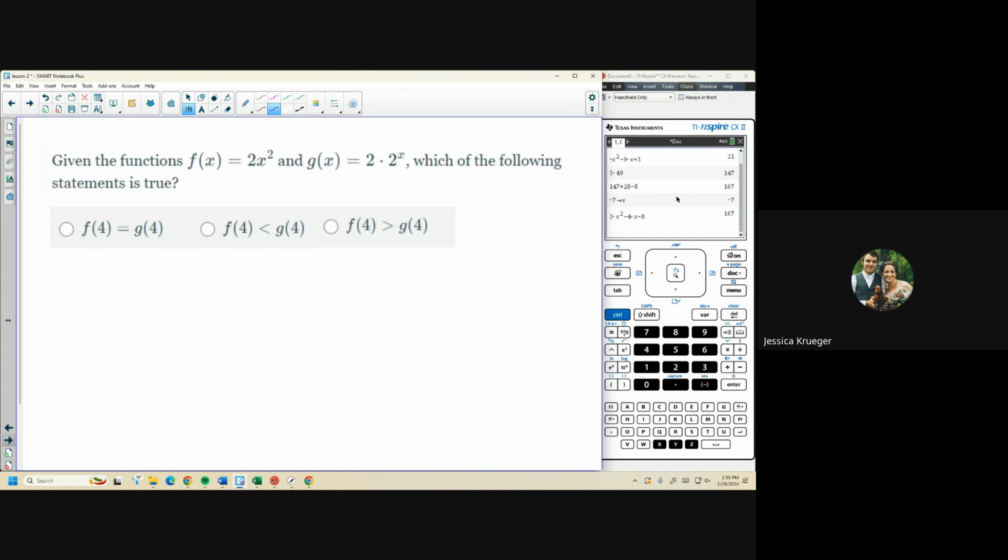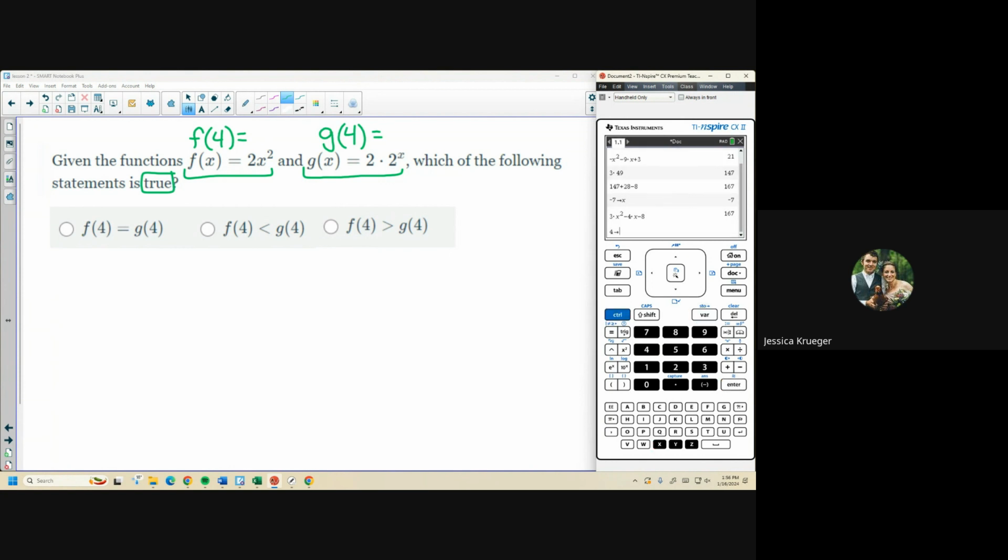The next type of problem we're going to see is we're going to have to compare two functions, okay? So I'm given a function f of x, and I'm given a function g of x, and they want to know which of the following is true. Well, all of these are involving f of 4 and g of 4. So I'm going to figure out what f of 4 is, and then what g of 4 is, and then I'll compare them. So I'm going to start by taking 4, and I'm going to store it as x.